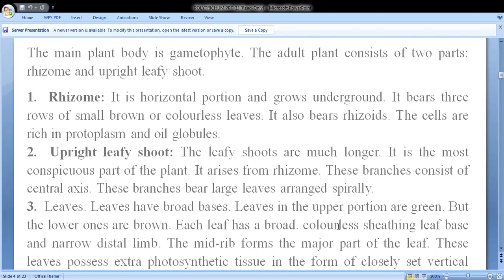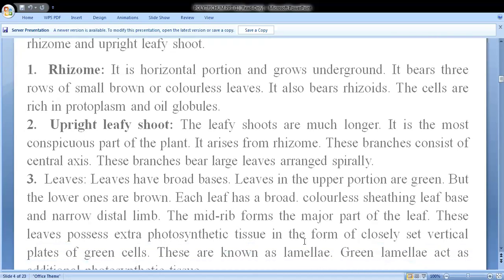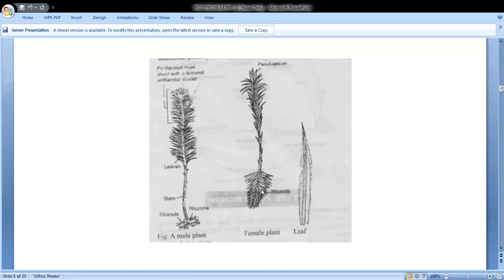The leaves have broad bases. Leaves in the upper portion are green, but the lower ones are brown in color. Each leaf has a broad, colorless sheathing leaf base and narrow distal limb. The midrib forms the major part of the leaf. You see here, this is a Polytrichum plant, a male plant and a female plant. These are the rhizoids, these are the leaves. Okay. So we are discussing this.